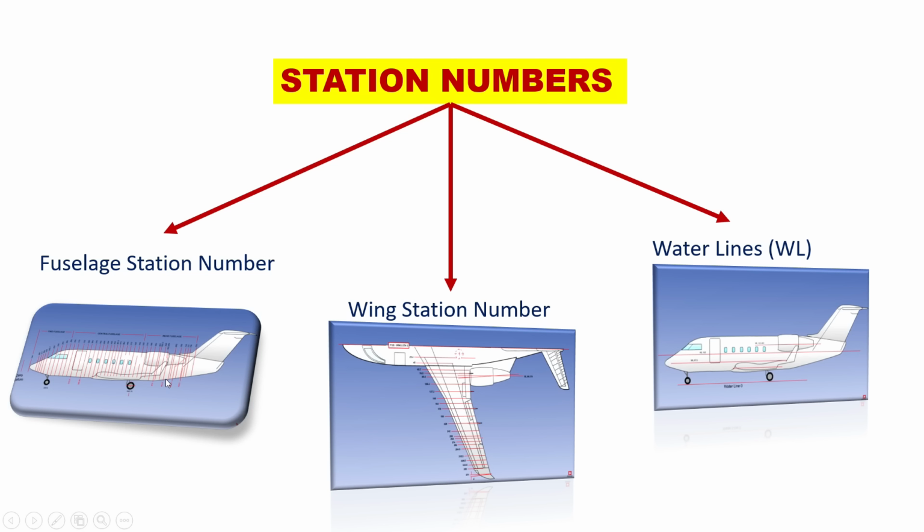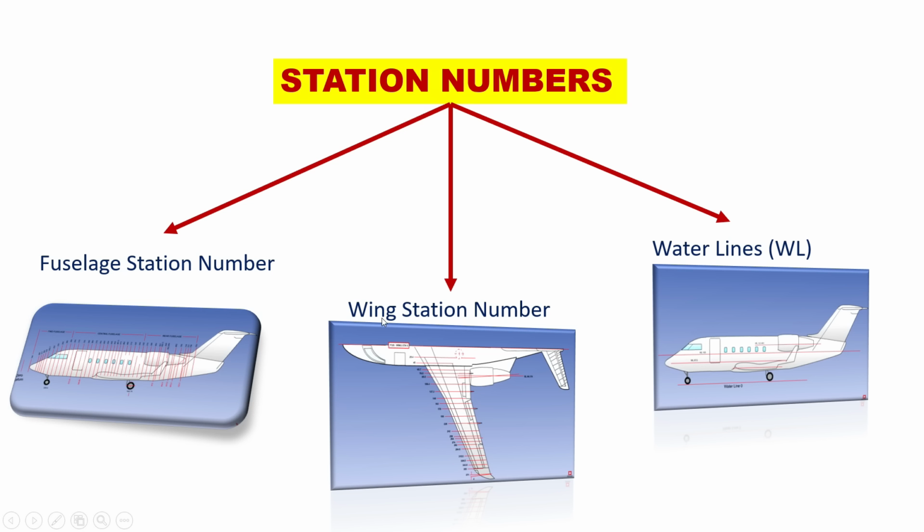Now, station numbers are also classified into three different parts. First is fuselage station number. So you can see the image. The fuselage is being divided into several parts, and I can identify a position of the window, for example, or anything that is in this plane, right? But aircraft is a three-dimensional body, right? So how will you identify a position on the wing? If I have something at the wing tip, how will I number it? That's why we have to look at it from the top side too.